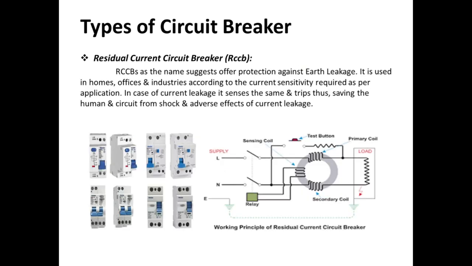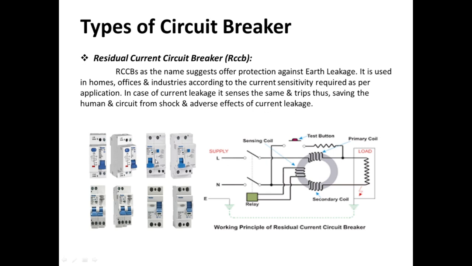Next is the residual current circuit breaker. The RCCB, as the name suggests, offers protection against earth leakage. It is used in homes, offices, and industries according to the current sensitivity required per application. In case of current leakage, it senses the same and trips, thus saving the human from shock and adverse effects of current leakage.